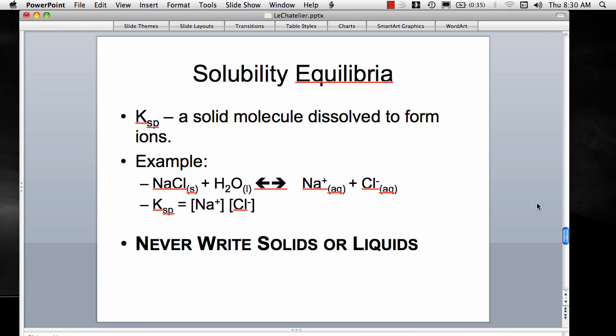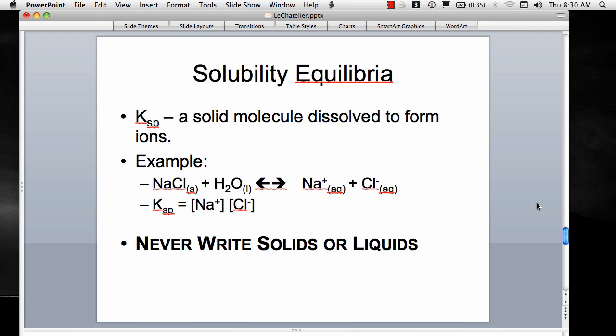Ksp. Ksp, Keq, Ka, Kb, Kc, Kf. There's about 5 more Ks. K is always K. Products raised to their stoichiometric coefficients divided by reactants raised to their stoichiometric coefficients. Never write solids or liquids. So Ksp, which is the solubility product constant, it is a solid being dissolved in water. Water's a liquid. Reactant solid. Reactant liquid water. Products, both aqueous. Your Ksp is nothing more than those ions raised to their stoichiometric coefficients.